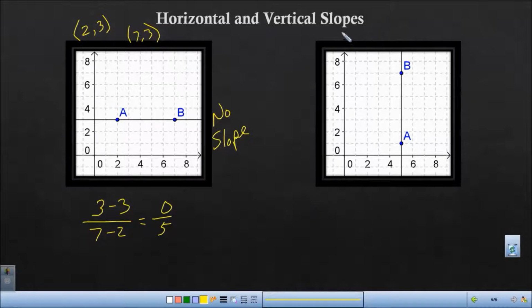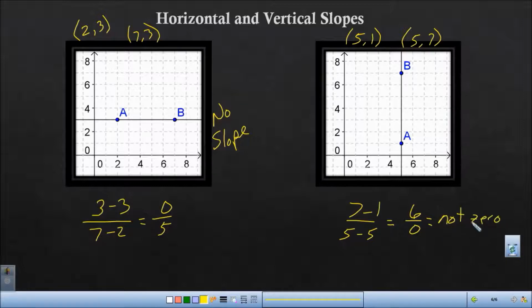Here, the point A has coordinates 5, 1. And point B has coordinates 5, 7. Notice the difference. In the horizontal line, the y coordinates are the same. In the vertical line, the x coordinates are the same. So y goes 7 minus 1 over 5 minus 5. This is 6 over 0, which is a problem because 6 over 0 is not 0, and that's what a bunch of people want to do. This is not 0. Okay, it's actually undefined.